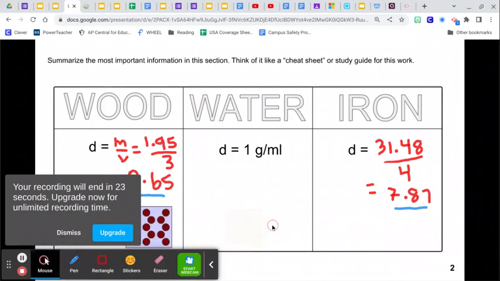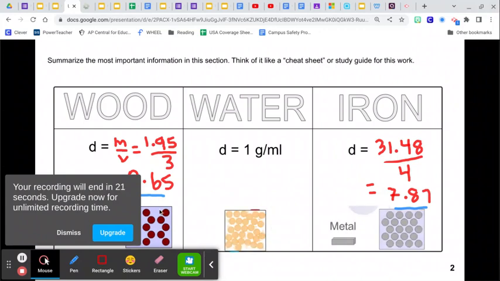I added some particle diagrams at the bottom here so that we could see why this is the case. Just like we talked about with solids, liquids, and gases, different solids can also vary in density, as well as different liquids and different gases. If you look at these diagrams, you can see that there's a lot more space between the particles in the wood than there is in the metal.